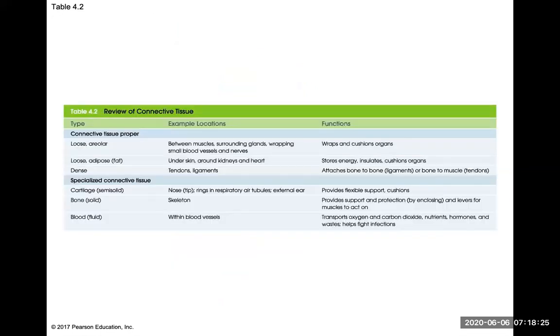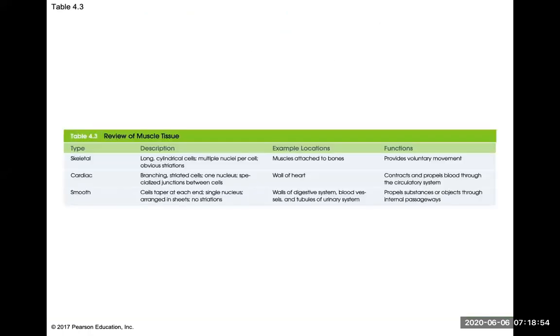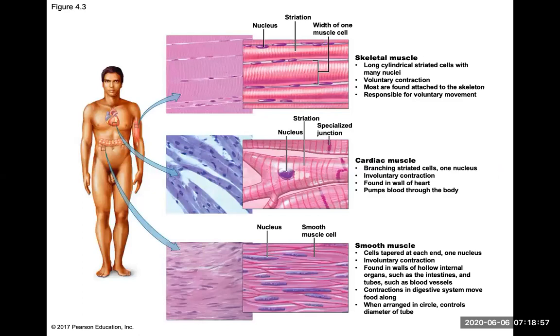There's another great review of connective tissue, the types, where they're found, and their functions. So as we move up, we'll continue on with muscle tissue. It varies in structure, location, and whether it's voluntary, whether you control the action, or involuntary, where this type of muscle tissue will happen and move substances through your body on its own. So we have skeletal, cardiac, and smooth muscle tissue. Here's a great review of the types and where they're located.